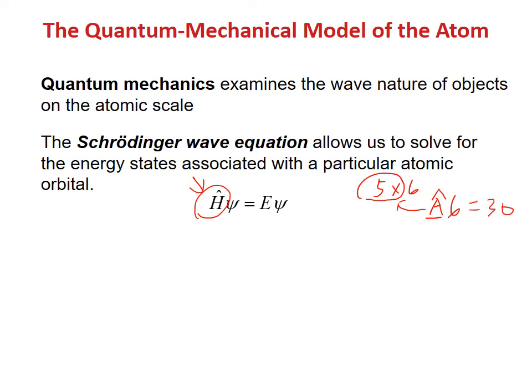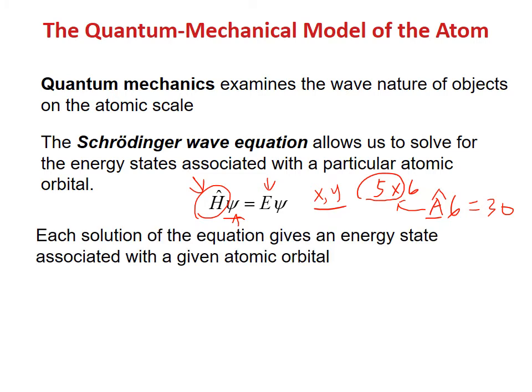In this equation, E is the energy of the system, and psi is similar to the variable x or y, but for the hydrogen atom, it's called an orbital. When you solve the Schrödinger equation, you get the solutions, and each solution of the equation gives you an energy state, which is E, associated with a given atomic orbital, which is psi.